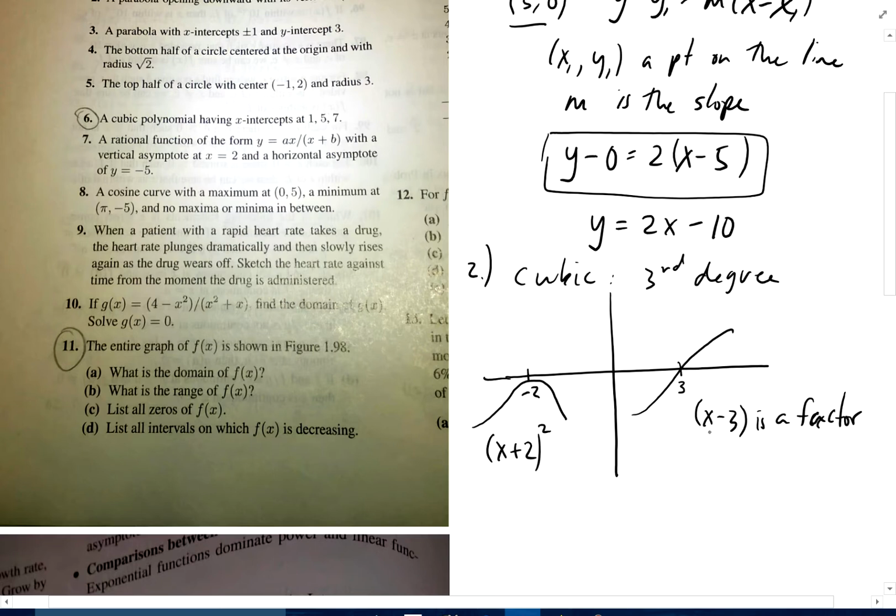When I have x minus 3, if I plug a number in less than 3, like 2.9, 2.9 minus 3 is negative, and 3.1 on this side, 3.1 minus 3, it's positive. So this factor here crosses the axis when it has an odd power to it. When it has an even power, if I plug in a number, for instance, to the left of it, like negative 2.1, negative 2.1 plus 2 is negative 0.1 squared is positive.